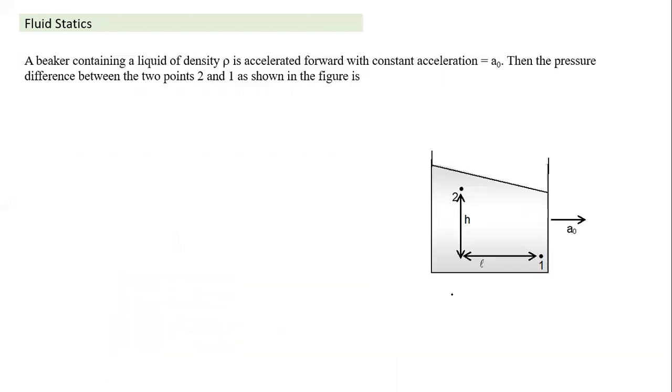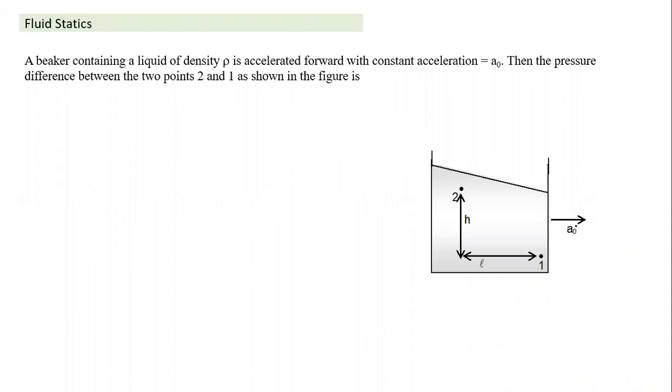Now move on to the next one. Perhaps I could have taken this question first. There's a beaker containing liquid of density rho, accelerated forward with a constant acceleration a naught. If you suddenly accelerate, the whole thing will start oscillating. So every time, we have to assume the acceleration is increased slowly so that the liquid level changes in such a slow fashion that it is not jumping up and down.